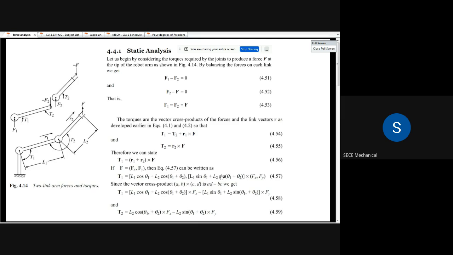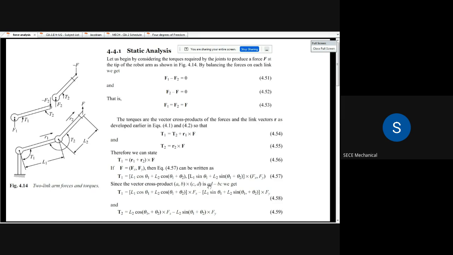So on this consideration, let me take T1 is equal to R1. What is R1? It is the link vector of link one, that is the vector representation, L1 cos theta 1 plus L2 cos theta 1 plus theta 2, that will be considered as R1 and R2. R1 will be L1 cos theta 1, right? And similarly R2 will be L2 cos theta 1 plus theta 2, and similarly F will be, so here A is L1 cos theta 1 and B is L2 cos theta 2. And C is Fx and D is Fy.